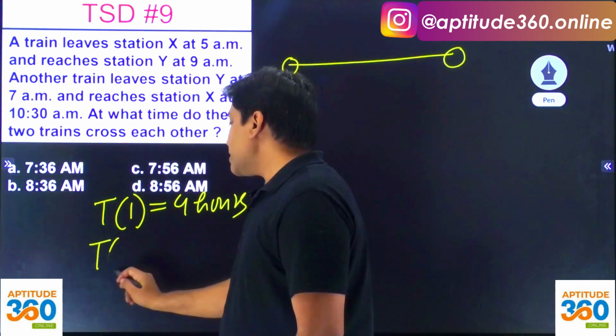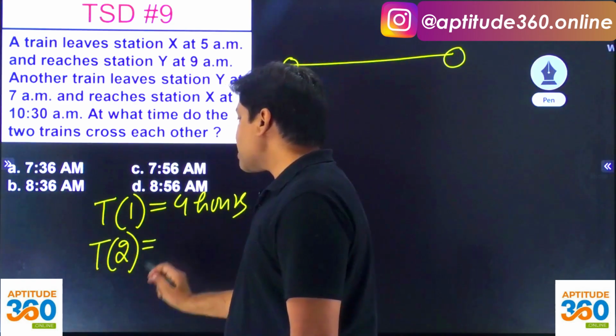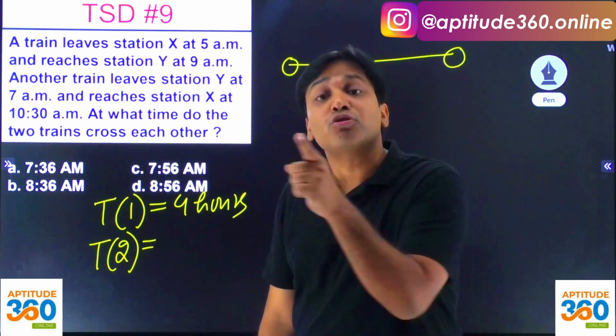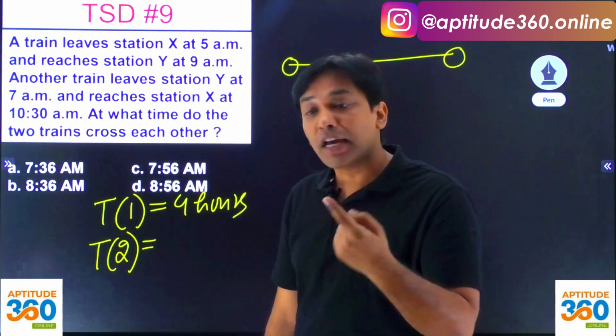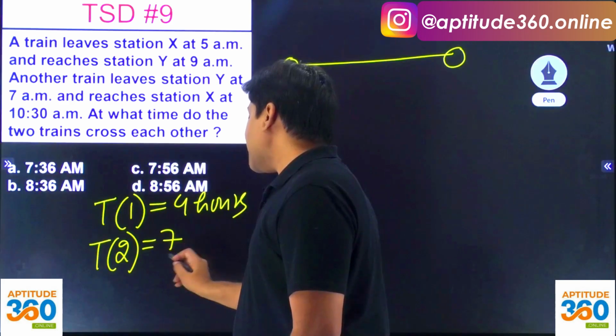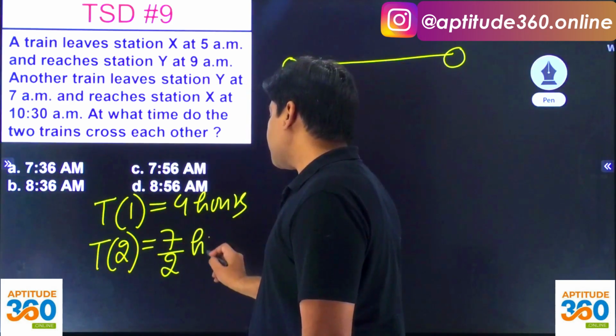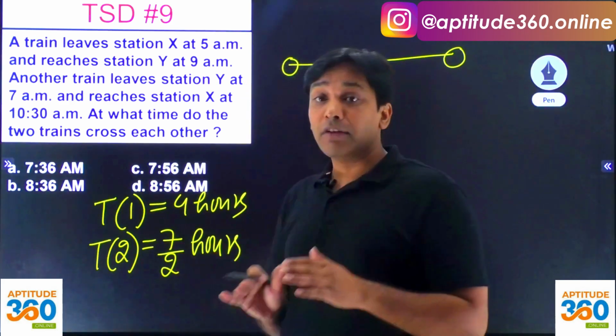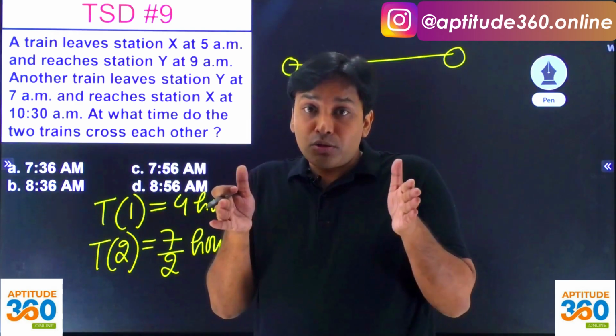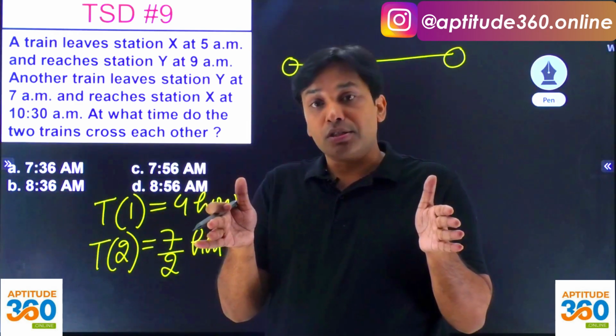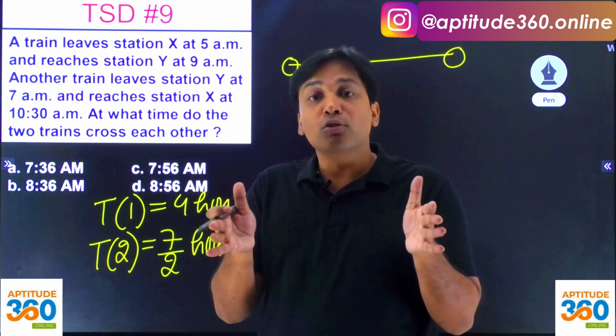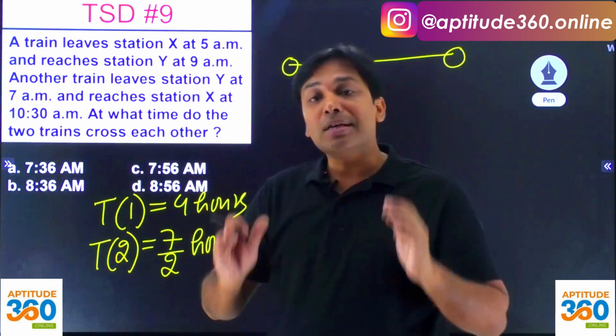And train 2 is taking how many hours to reach the destination? From 7 a.m. to 10:30 a.m., 3.5 hours. 3.5 hours can be written as 7/2 hours. And the problem has not given us what is the distance between these two stations. So if I somehow know the distance between these two, mera kaam aasan ho jayega.